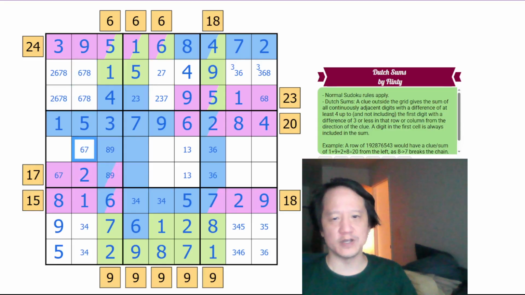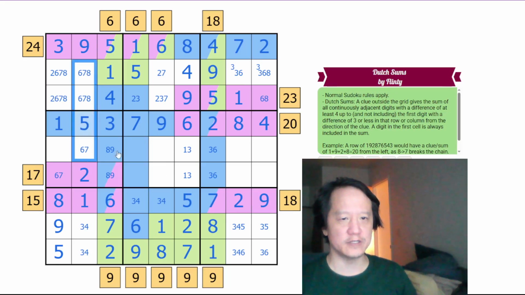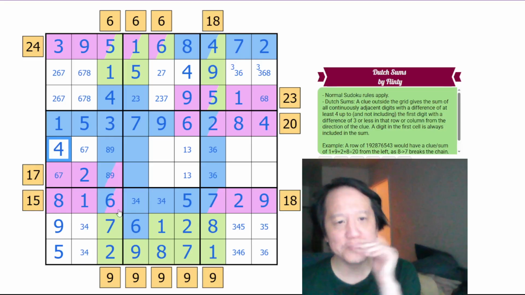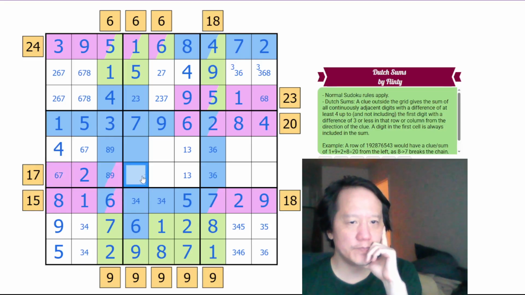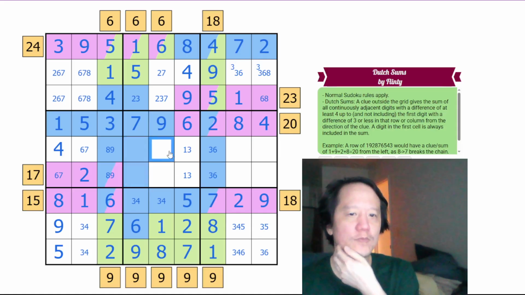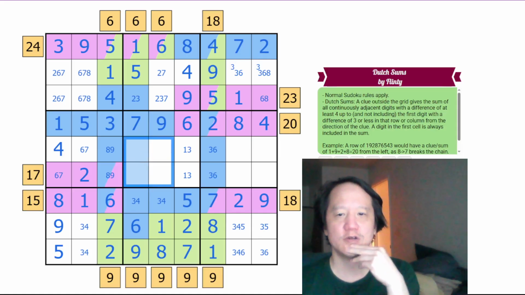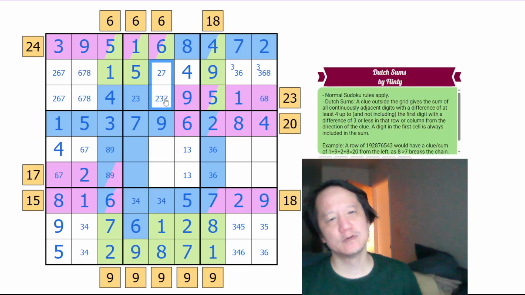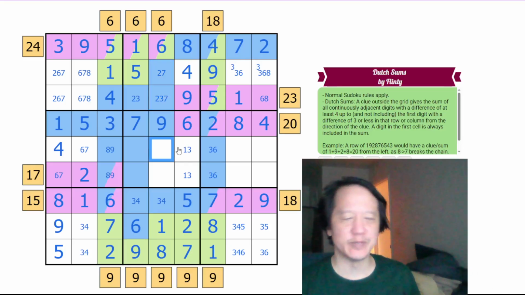We have 6, 7, and 8 left. This can't be 8 because of the 8, 9 pair in the box. So this is 6 or 7, which forces this to be 4. 8 eliminates 8 here. Remaining digits of... Yeah, I don't know how I eliminated 7 from there. Oh, this can't be 2. Right, that's how I eliminated. That's how I got 7 there.